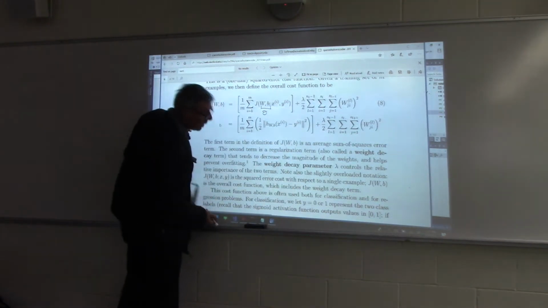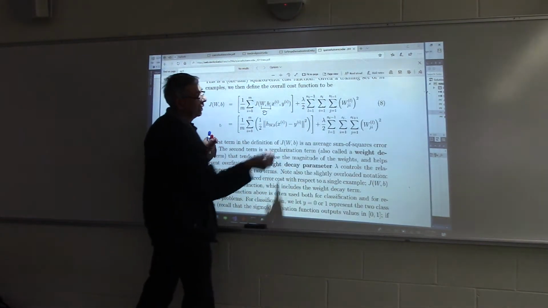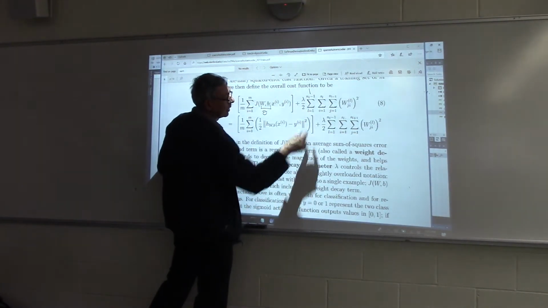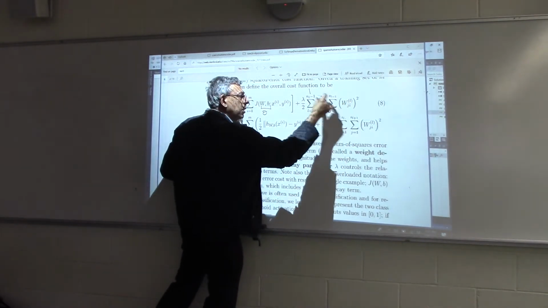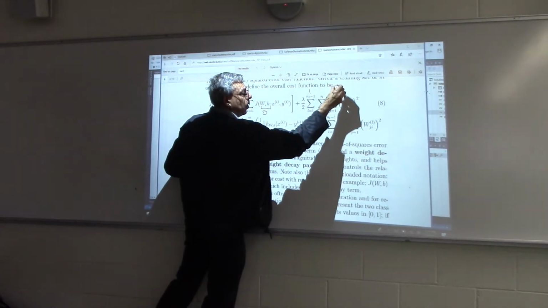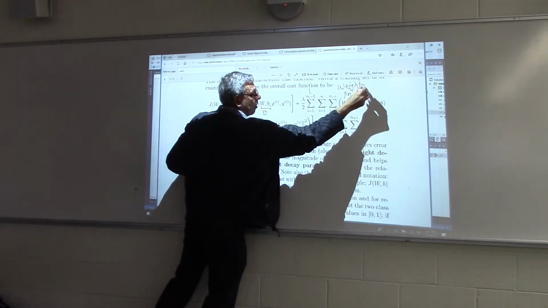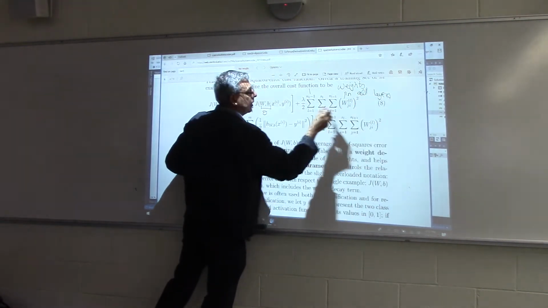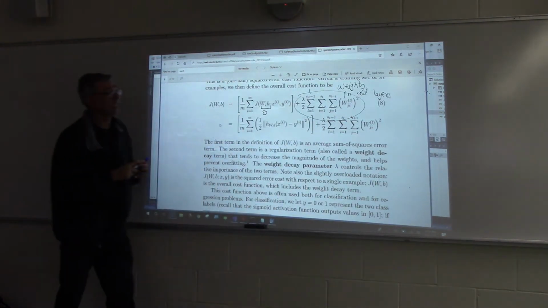And the reason the author has a lot of summations over here is basically this is the number of layers, then the outputs and the inputs, right? So basically all the weights. So essentially this means weights in all layers, not just one. Okay, so this is our extra regularization term.